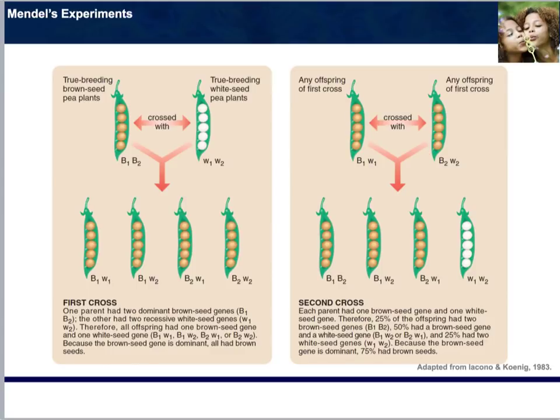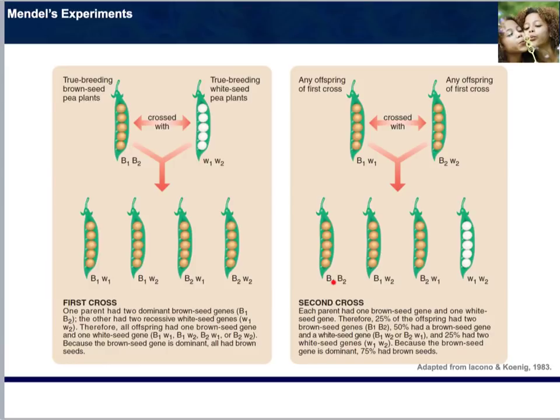And he found that about 3/4 of the resulting second generation offspring had brown seeds, which were the dominant traits. It was only 25% of them, about 1/4, that had white seeds. These were the recessive traits. And you can see in here that the w indicates the recessive trait. More specifically, a capital letter would indicate that it is a dominant trait, and a lowercase letter would indicate that it is a recessive trait.